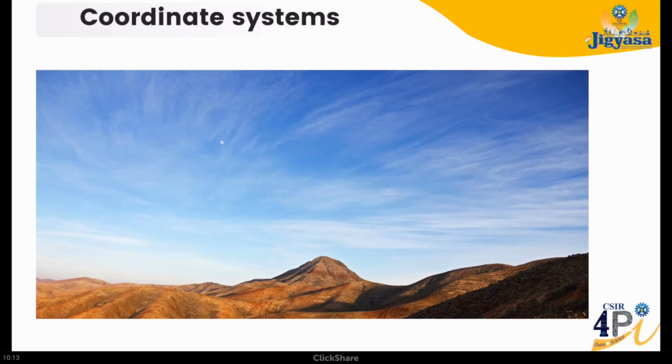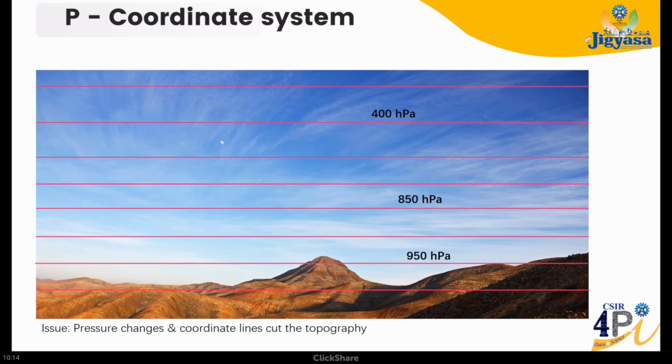And now comes the coordinate system, where we have to use the vertical, from the top of the atmosphere, as a coordinate system. Initially, it was generally used as a pressure coordinate system, where pressure lines are considered as coordinate lines.